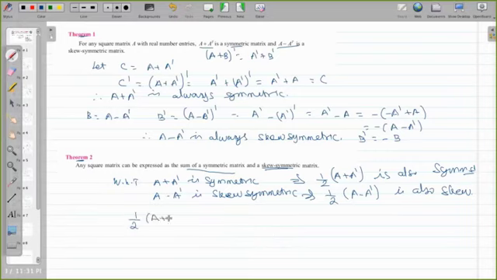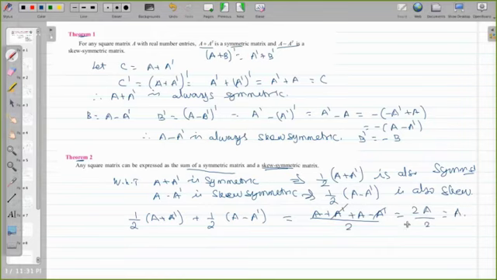Half of A plus A dash plus half of A minus A dash. Children, what will you get? I'll write A plus A dash plus A minus A dash, divided by 2. This A dash will get cancelled. 2A by 2. Children, I am getting A itself. So what does it mean? I can represent any square matrix A as the sum of a symmetric and a skew symmetric matrix, which is nothing but the given matrix. Okay, children. So this is what theorem 2 says.